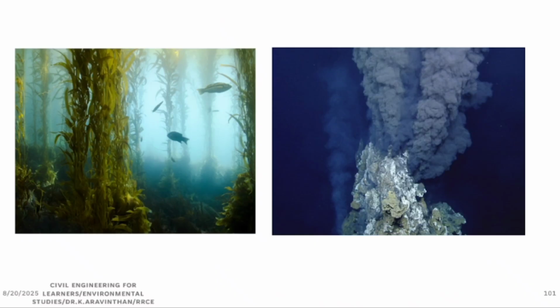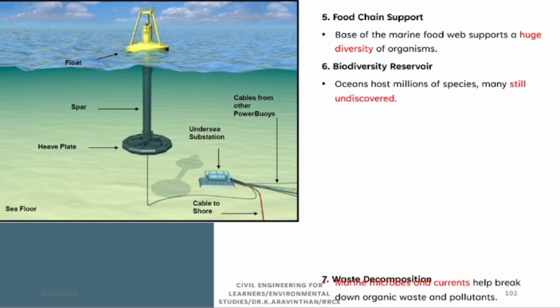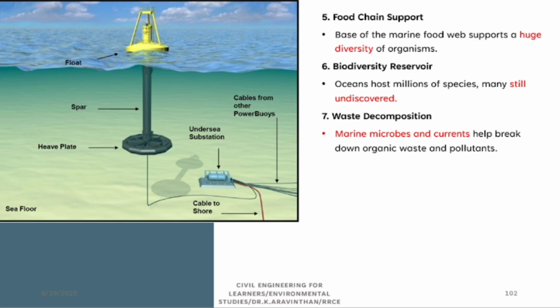And deep sea vents. Have you seen this kind of vents in any documentary? These vents, what they do is they emit volcanic material and they produce new continents. So these are the functions that the ocean does. Now food chain, I have told you, huge diverse organisms are there. Biodiversity reservoir, waste decomposed by microbes and currents.